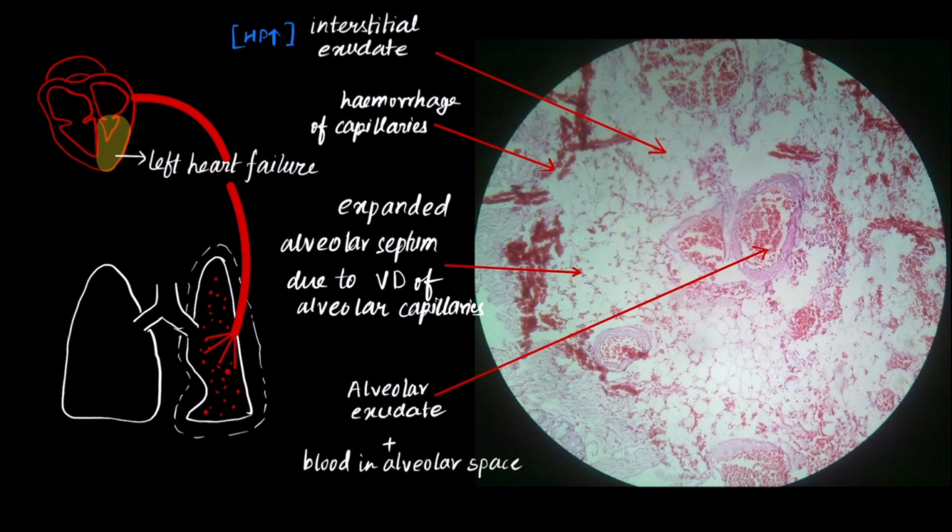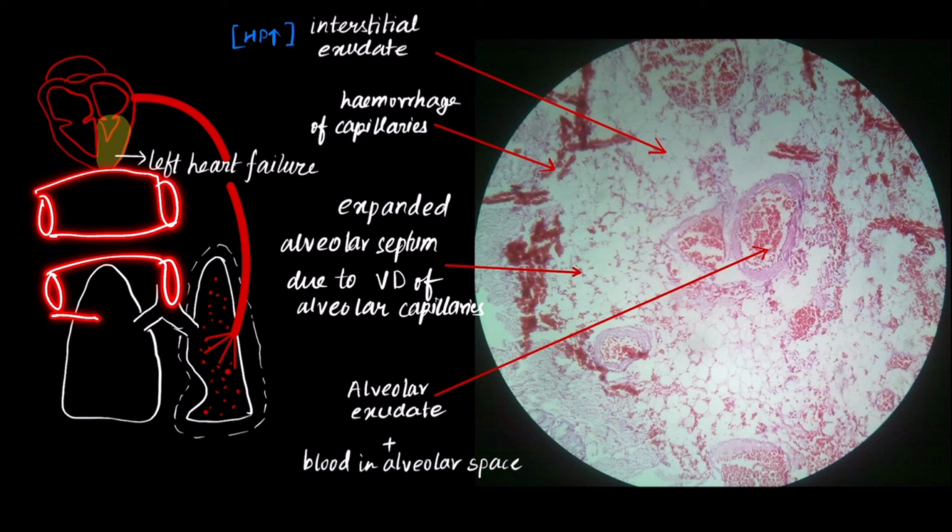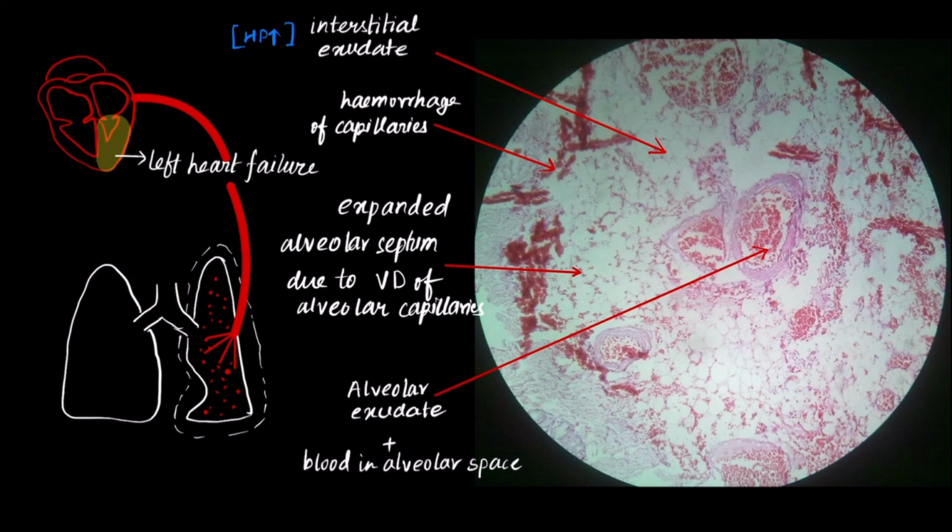Okay. Now what? Now the capillaries get swollen so much that the capillary ruptures. When the capillary ruptures, blood cells come out, red blood cells come out, hemoglobin comes out, and this gets accumulated in the interstitium.